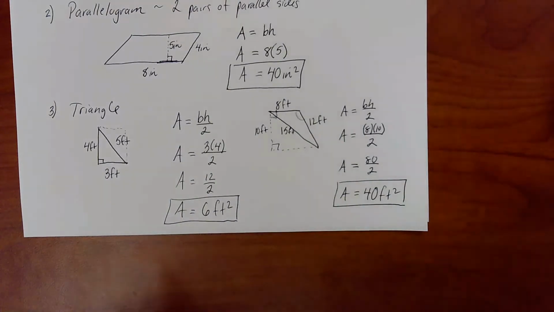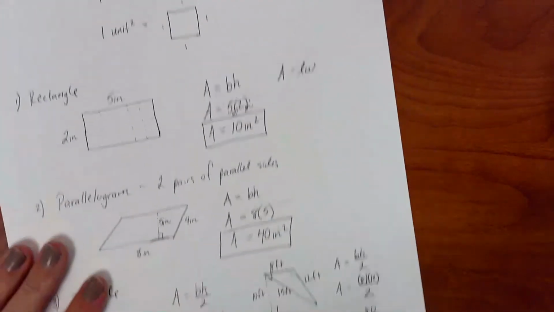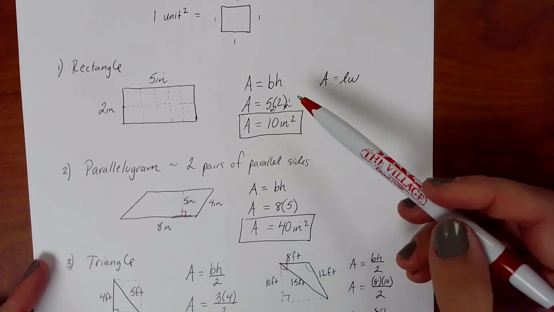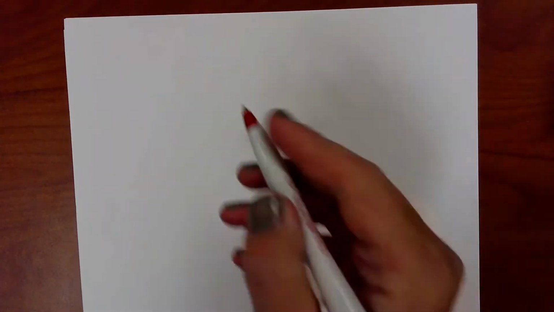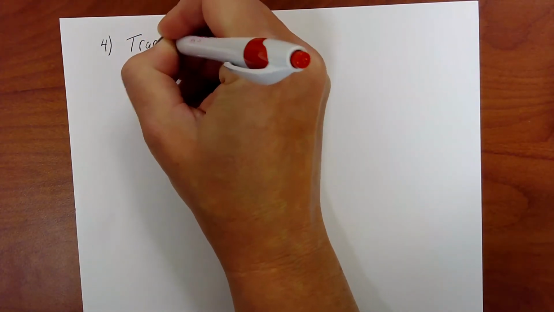Okay. All right, so that's triangles. What else? There's one more shape that you need to have memorized. So you are going to have to memorize these shapes here. There's one more that you have to have memorized for today, and that is a trapezoid.